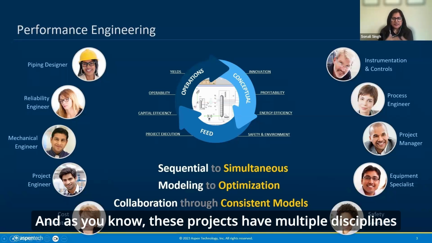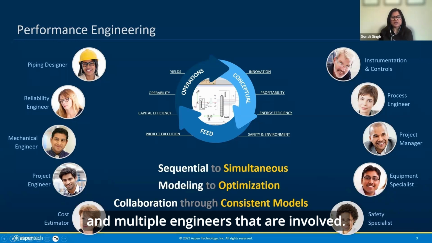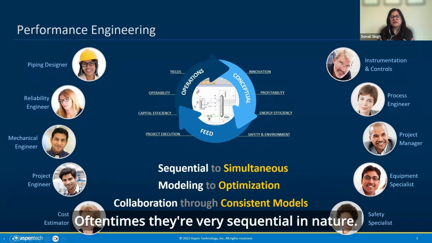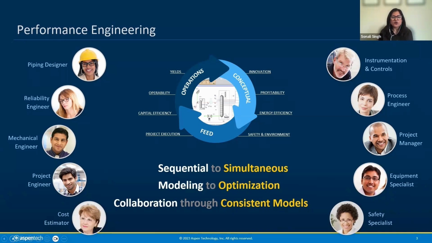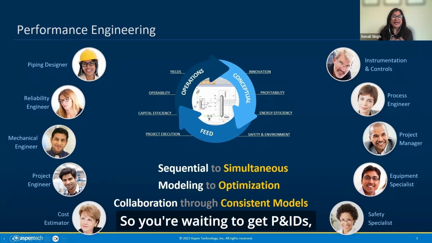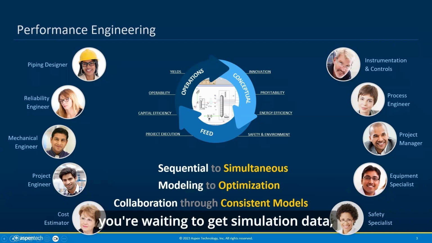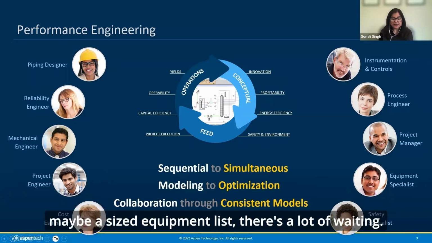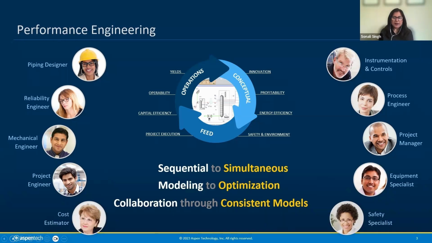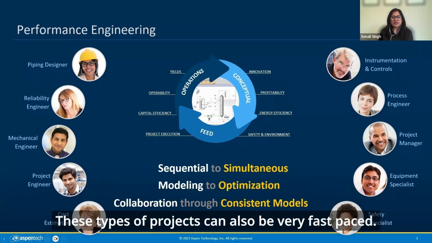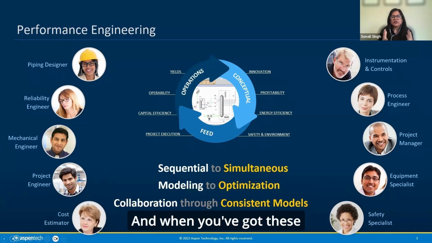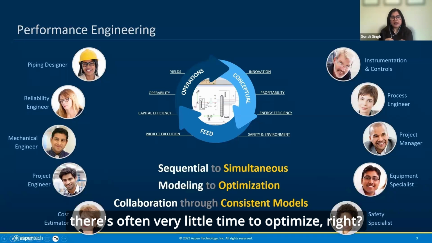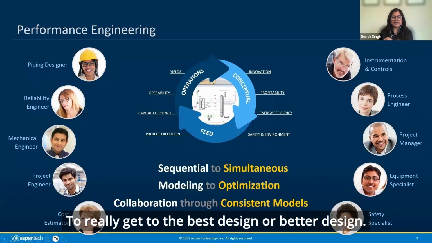As you know, these projects have multiple disciplines and multiple engineers involved. Oftentimes, they're very sequential in nature. You're waiting to get P&IDs, you're waiting to get simulation data, maybe a sized equipment list. There's a lot of waiting. These types of projects can also be very fast-paced, and when you've got short schedules, there's often very little time to optimize, to really get to the best design or a better design.